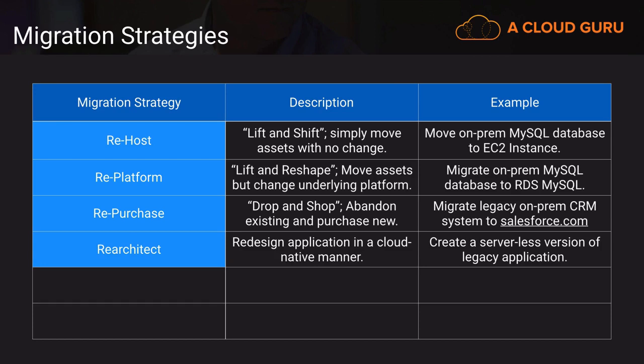The most drastic migration is a complete re-architecture, and this is a redesign of our systems in a more cloud-native manner. An example of this might be creating a serverless version of a legacy application.